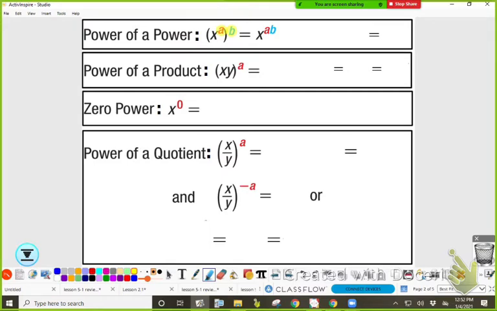So an example I have for that: x squared in parentheses raised to the 4th power. So I have an exponent raised to another exponent, so I'm going to multiply. So this would be x to what power? Just say it. That's the 8th, yep.